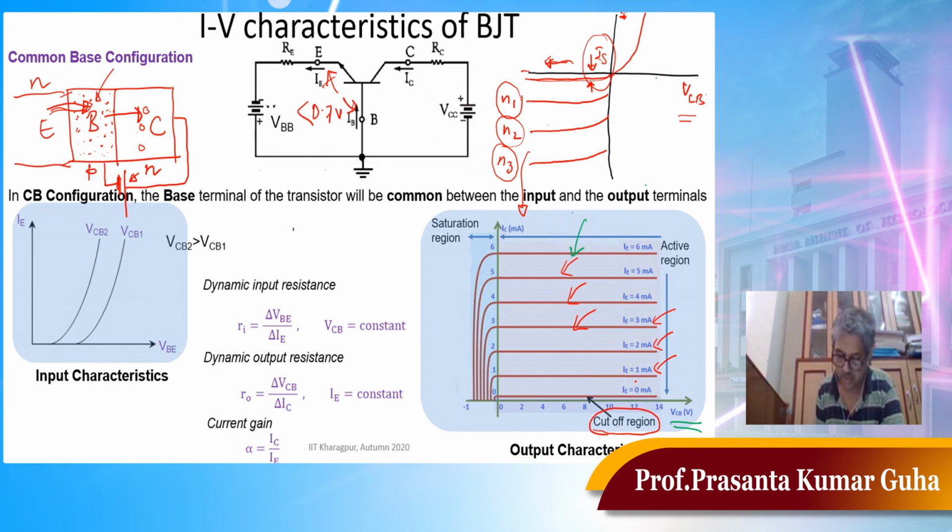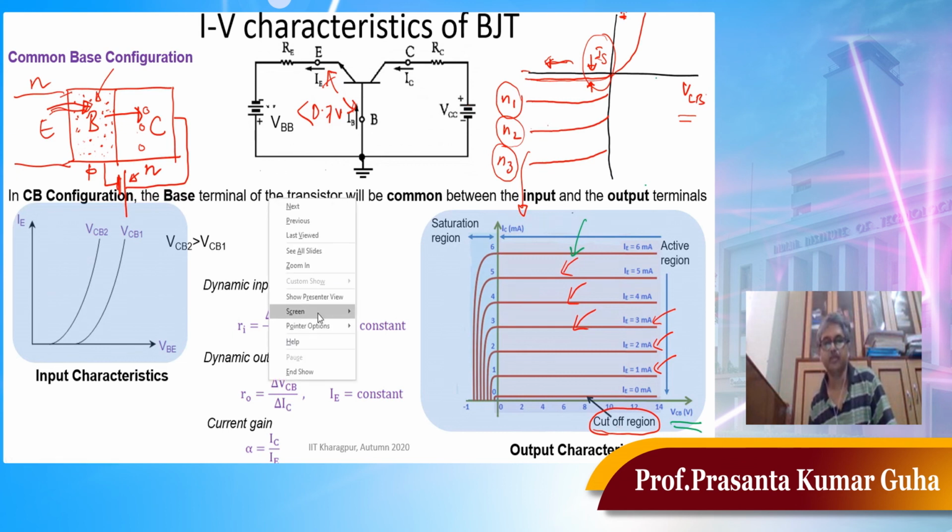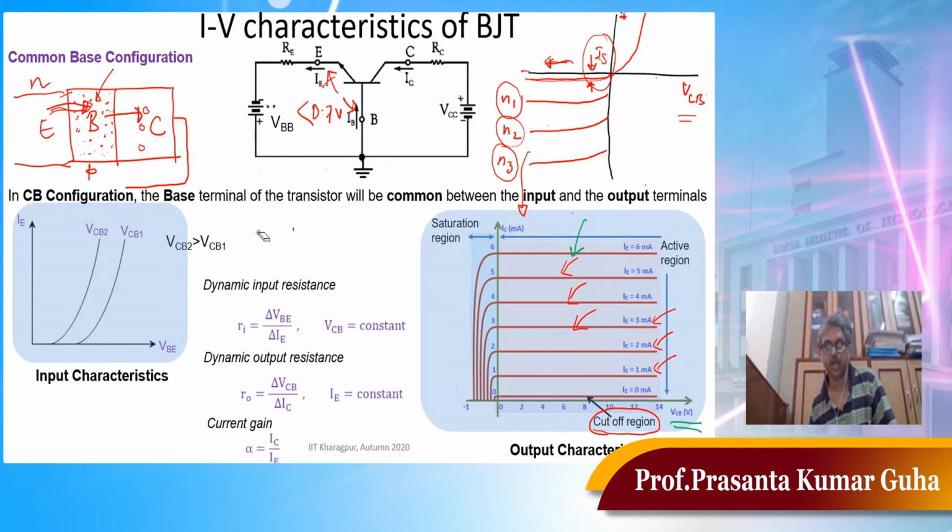What about the saturation region? The saturation region is where both the base emitter and base collector junctions are forward bias. If the base emitter junction is forward bias, we will have lots of electrons entering the base. Now if you make this base collector junction forward bias as well, what will happen?